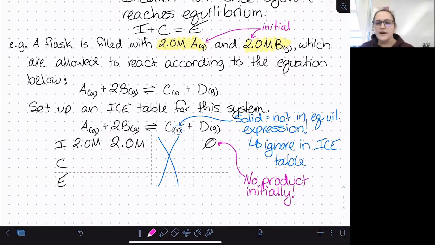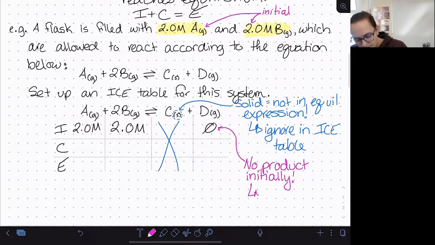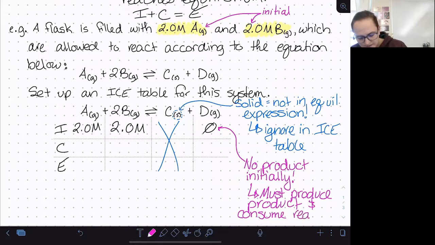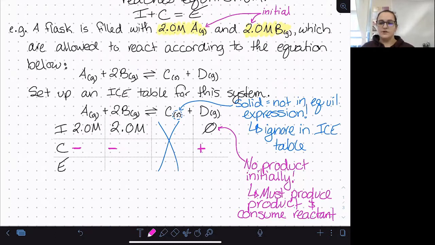So that means that our reaction has no choice but to go in the forward direction, meaning that we must produce product, and producing product requires that you consume reactant. So as we approach equilibrium, the concentration of our product is going to increase, and the concentration of both of our reactants is going to decrease. Since we're producing product, that concentration goes up. Since we're consuming reactant, that concentration goes down.